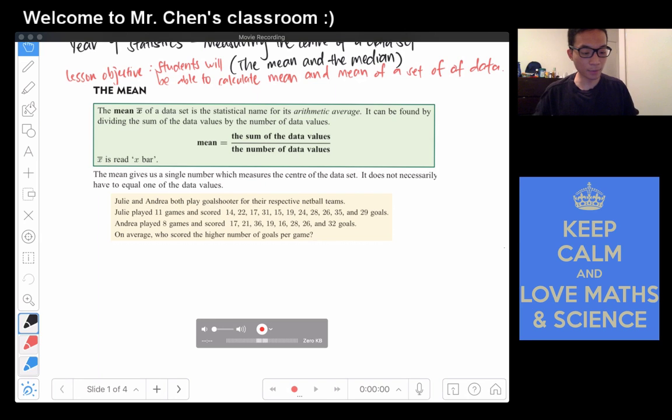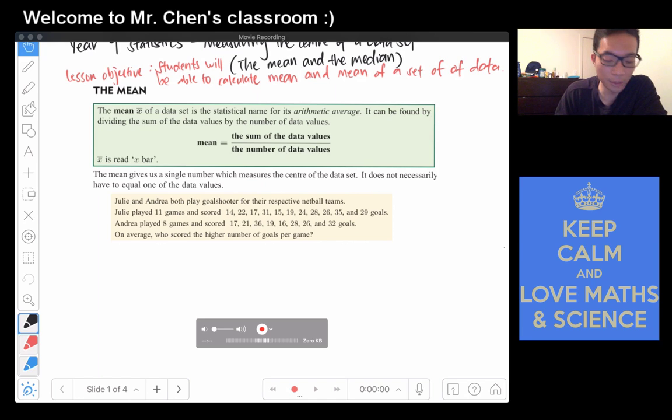So let's begin with the lesson objective. Students will be able to calculate mean and median from a set of data by the end of this lesson. They are not actually hard at all. They have specific formulas that you can follow, and once you know how to do that and do a little bit of practice, it becomes second nature. So first thing we're going to look at is the mean.